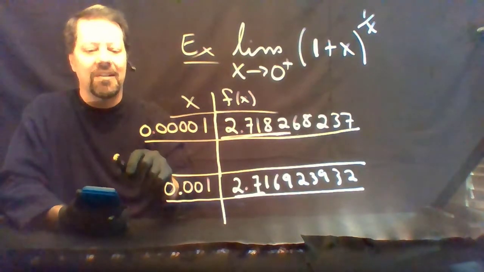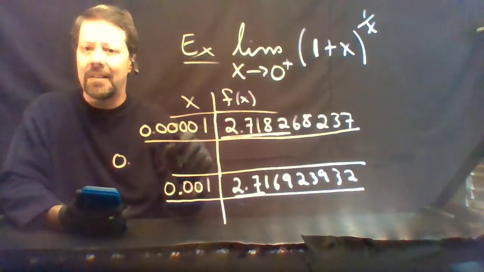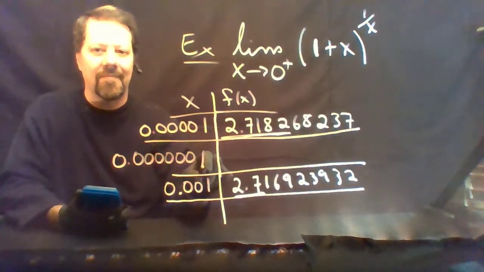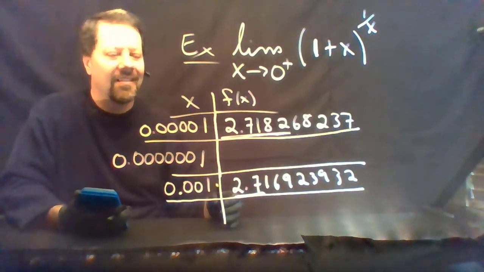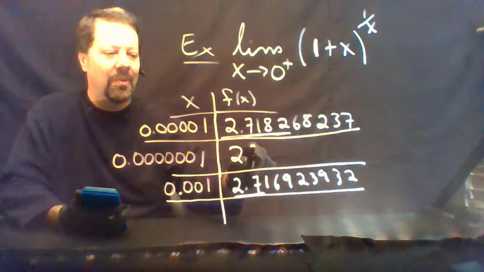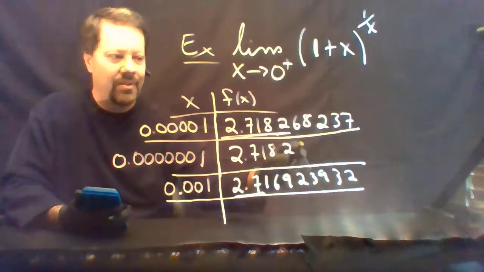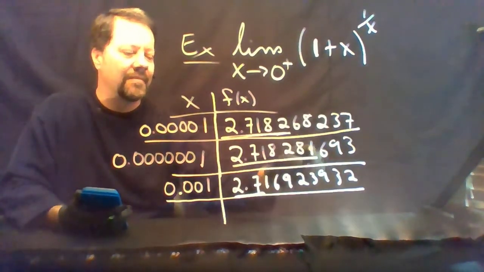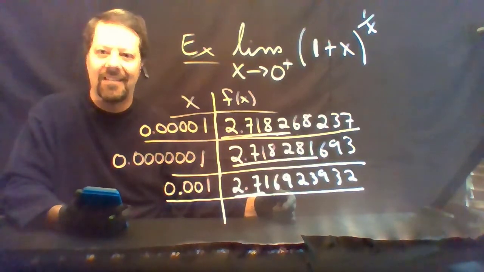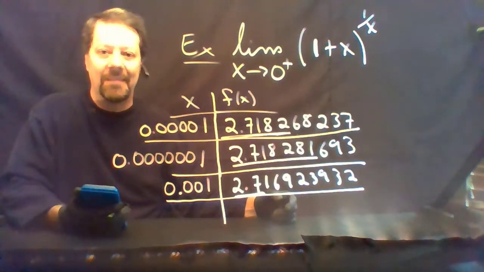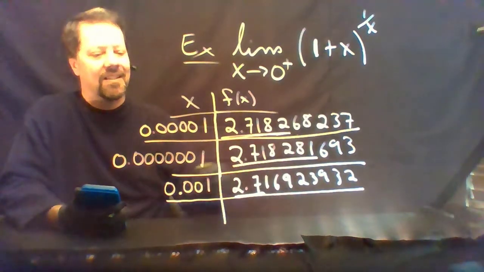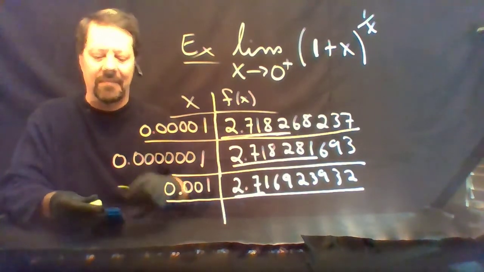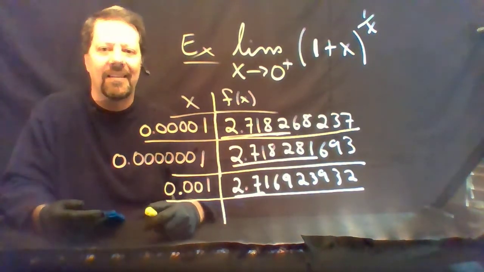Let's try smaller numbers still. Instead of 4 zeros, let's put in 6. My calculator is giving me 2.718281693. All of these numbers will be in the final limit as well. So what is this limit going to? It does go to a finite number between 2 and 3. It has a special name.